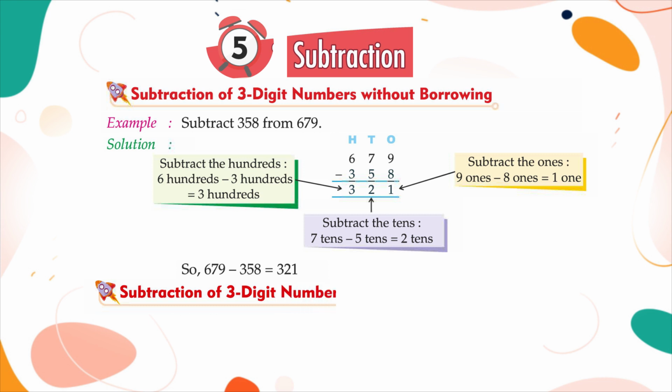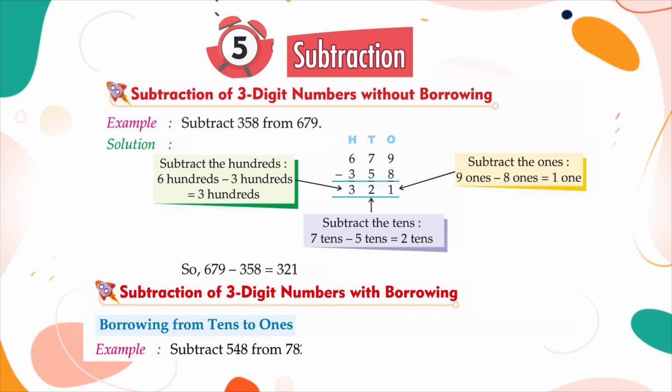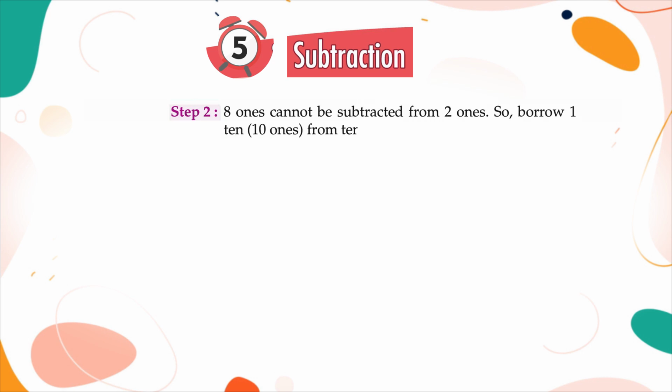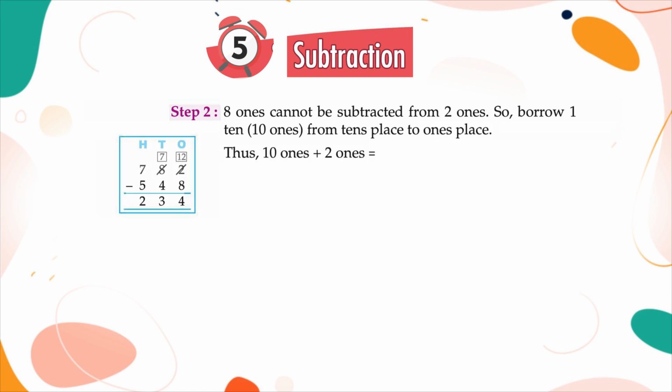Subtraction of 3-digit numbers with borrowing. Borrowing from tens to ones. Example, subtract 548 from 782. Step 1. Arrange the numbers in columns. Step 2. 8 ones cannot be subtracted from 2 ones. So, borrow 1 ten, 10 ones, from tens place to ones place. Thus, 10 ones plus 2 ones is equal to 12 ones.